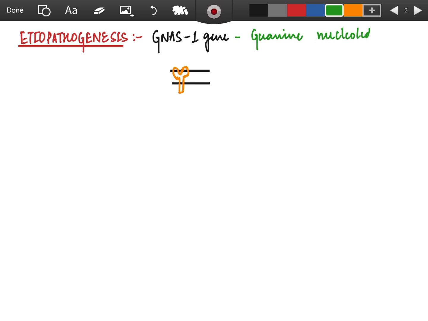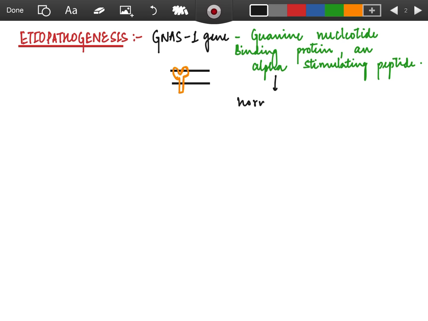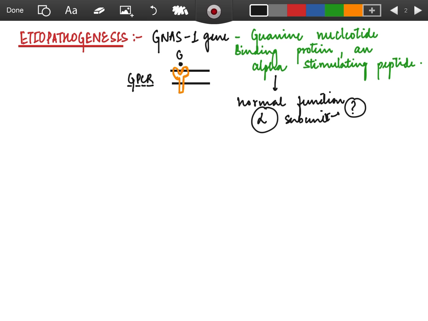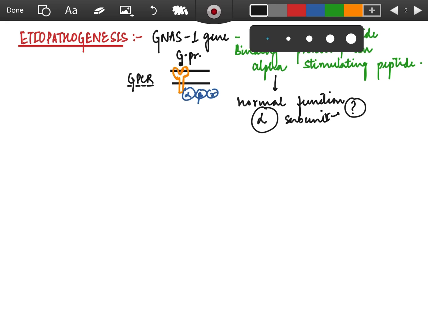In our body we have the GNAS1 gene, which stands for guanine nucleotide binding protein, alpha stimulating peptide. Note that: alpha stimulating peptide. Its normal function is to control the alpha subunit. So what is the alpha subunit? Come to the GPCR, the G protein coupled receptor. Here we have the G protein, which has three subunits: alpha, beta and gamma.